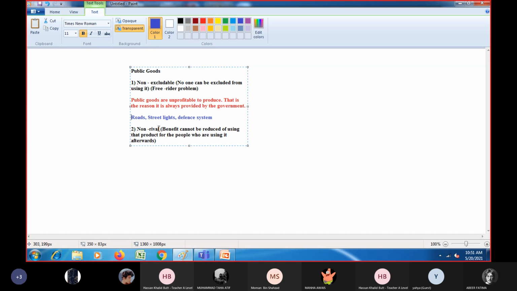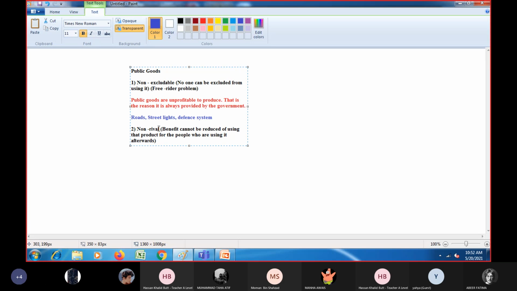But that is not true in case of public goods. Nobody can become the owner and say that you cannot use it. Now, let me give you an example. If you are able to stop somebody from using it, then we call it excludable, right? And I told you that public goods are not excludable, they are non-excludable.